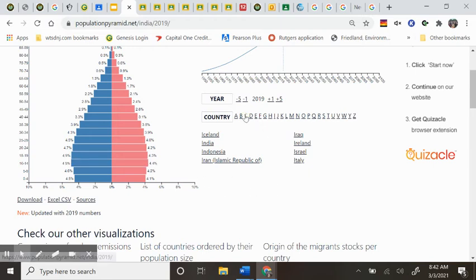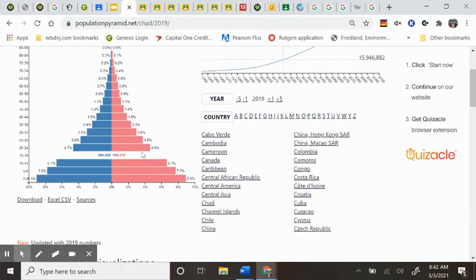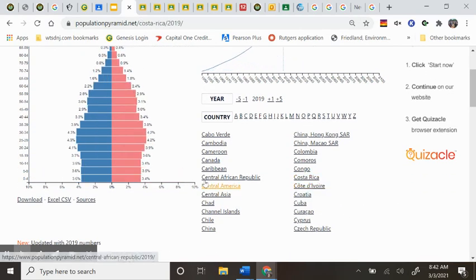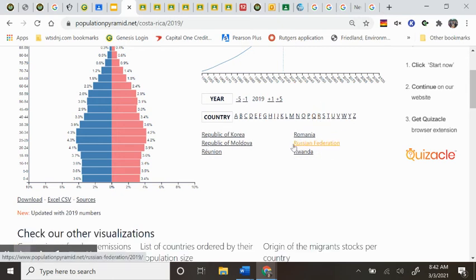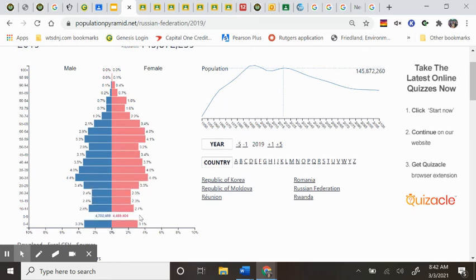All right, let's look at Chad. Now we have this big shape here. So what does that tell us about Chad? That tells us that the population in Chad is growing like crazy. All right, Costa Rica. Let's look at Costa Rica. Let's look at Russia. Oh, Russia's all over the place.